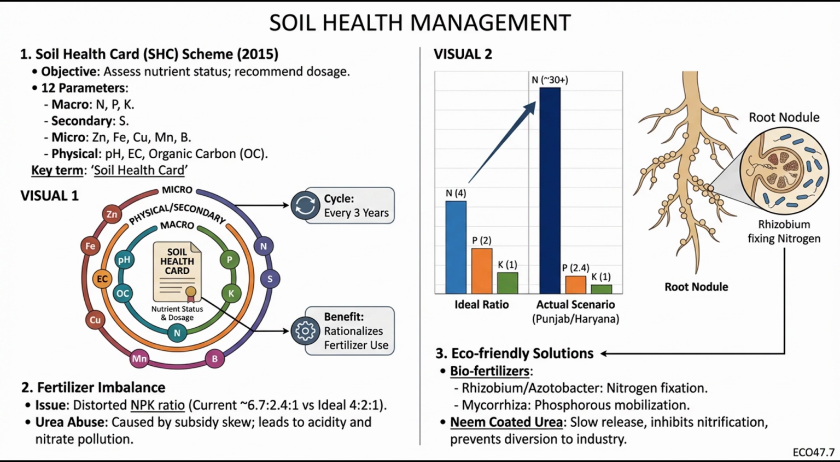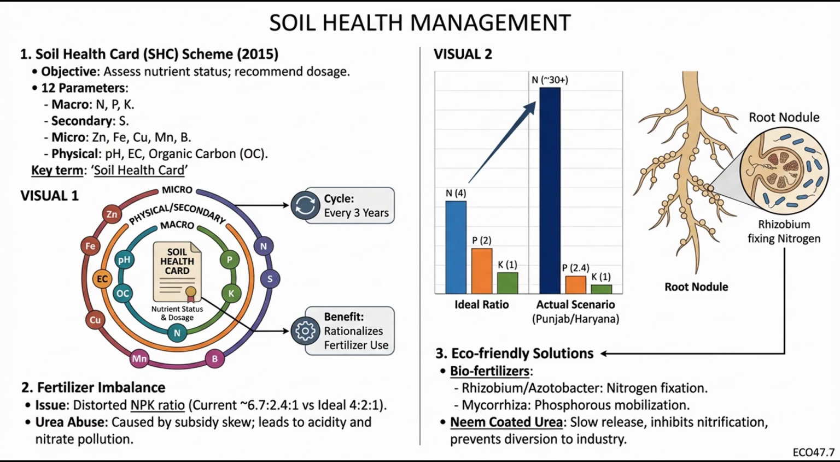To counter this, we must look at eco-friendly solutions. Nature has its own fertilizer factories, bio-fertilizers. The visual of the root nodule zooms in on a symbiotic relationship where bacteria like rhizobium live in the roots of leguminous plants. They fix atmospheric nitrogen and convert it into a form the plant can use. This is a natural, cost-free alternative to urea. Similarly, mycorrhiza helps in mobilizing phosphorus.